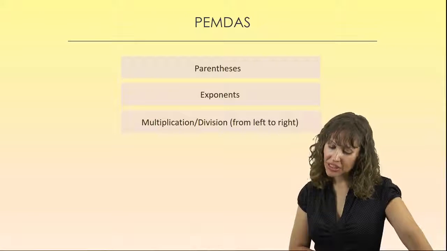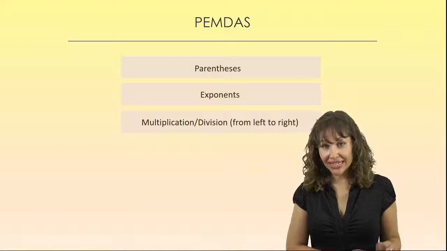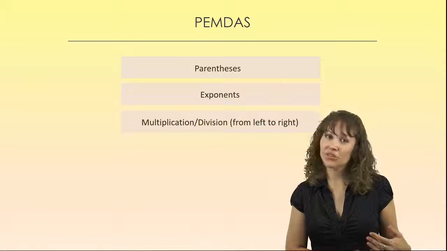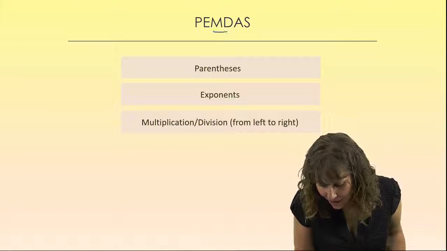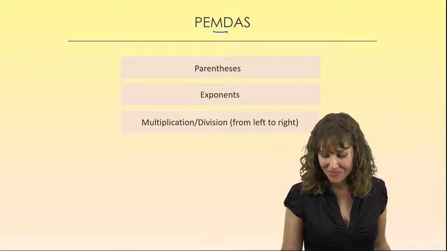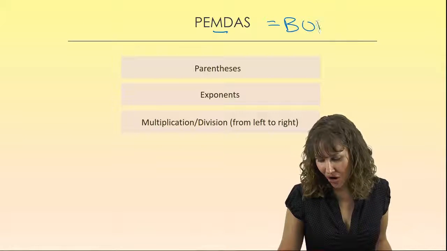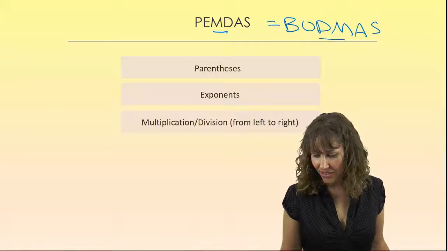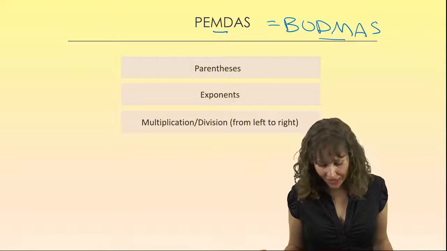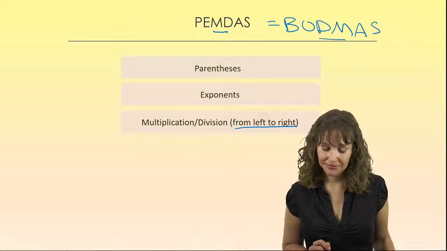This is really important. A lot of times people think that because the M comes before the D in PEMDAS, you need to multiply first. But the M and the D are really on equal footing. In fact, in Britain, instead of PEMDAS, they say BODMAS. And you can see they've switched the M and the D. So the order doesn't matter. You just want to do those from left to right.